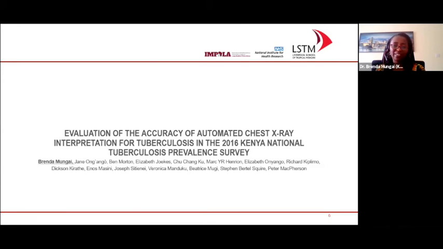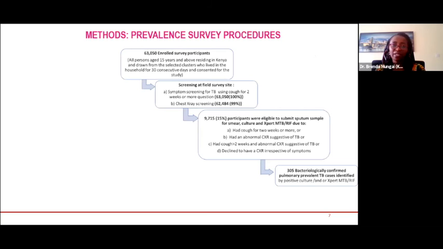I am aware that Delft has now version 7. So I will be reporting on the version 6 that we used then. So, quickly walking you through the prevalence survey procedures.